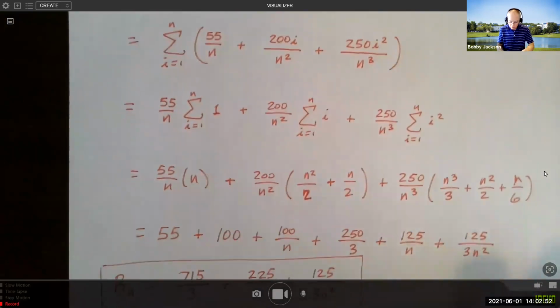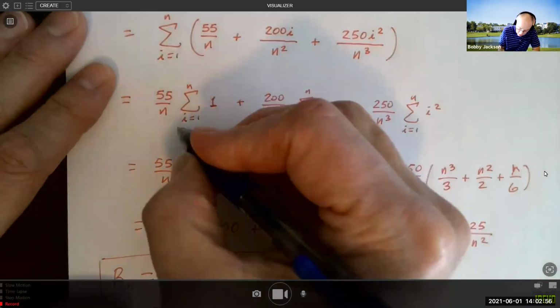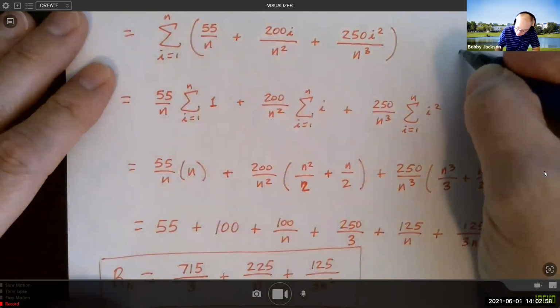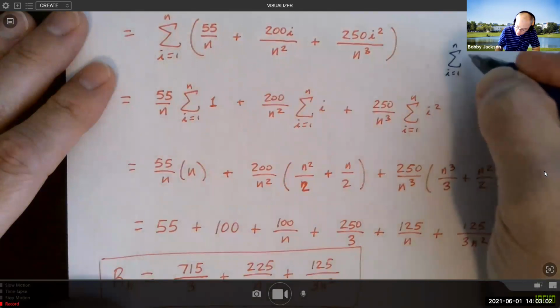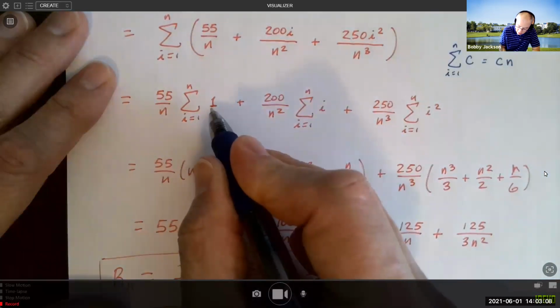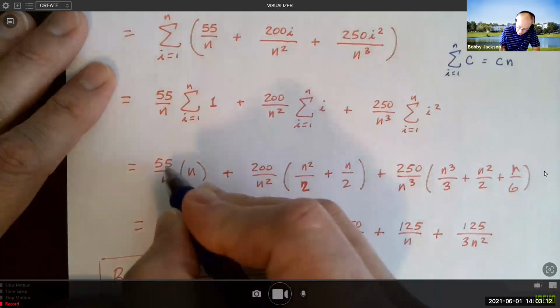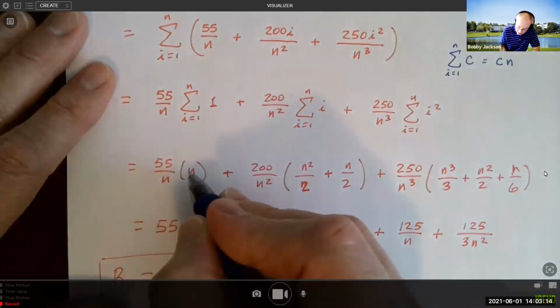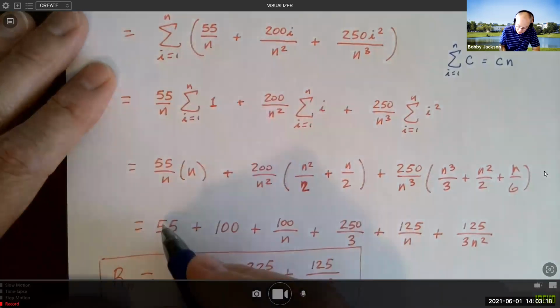And now, what do we know about the summation i equals 1 to n of 1? Well, remember the rule that if I have the sum of i equals 1 to n of any constant, it's just the constant times n. And the constant in this case is 1. 1 times n is just going to be n, right? Or 55 over n, don't forget that, times the n is just going to be 55. So this whole sum, just this first one, comes out to be 55.